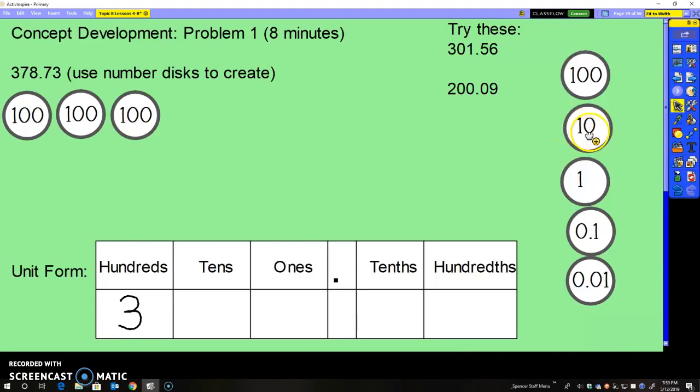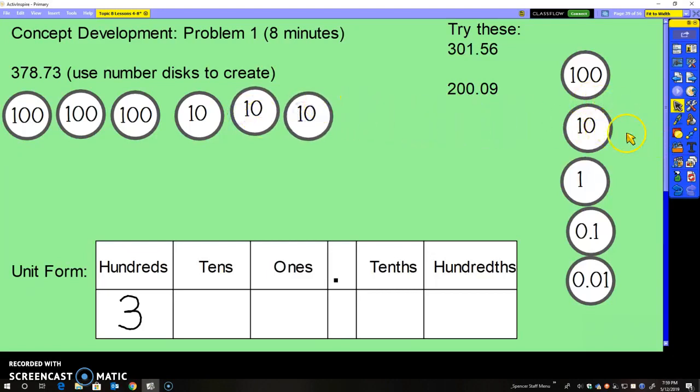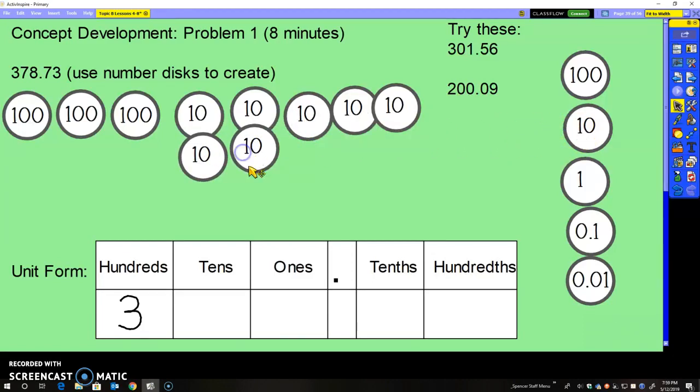Now we're in the tens place. How many tens does this number have? It has 7. So 1, 2, 3, 4, 5, 6, 7. Okay, so there's my 7 tens.